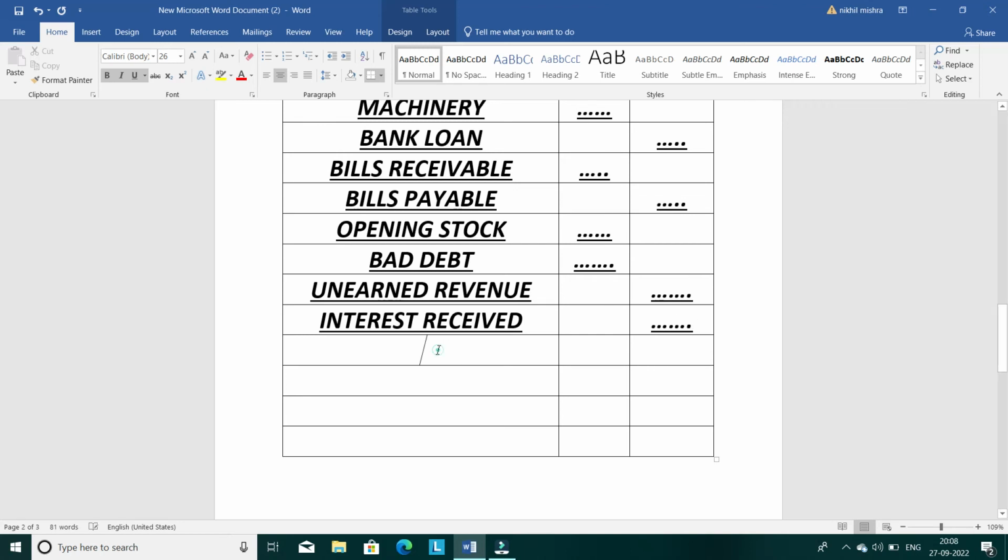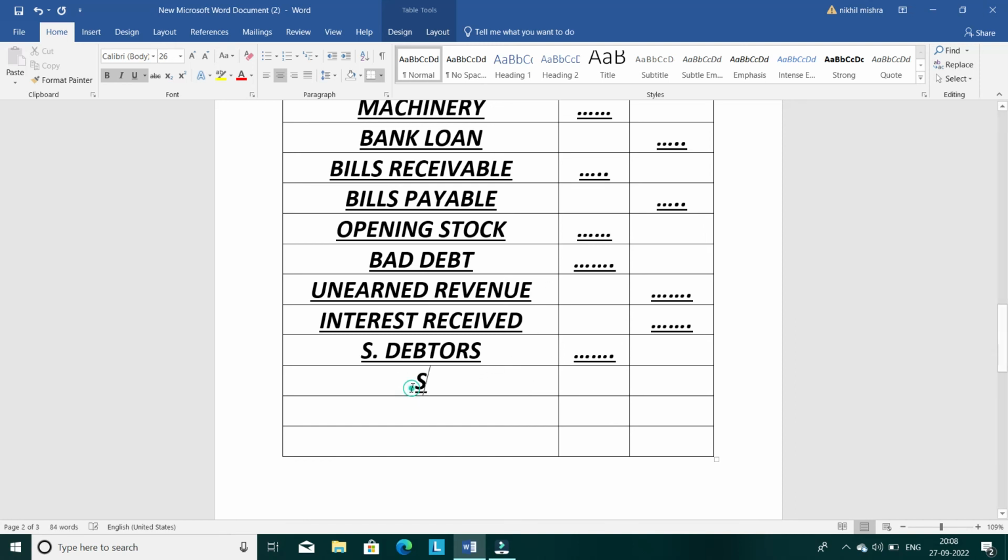Next, one more important thing: sundry debtors and sundry creditors. Sundry debtors are the persons from whom you will get back the money. In the balance sheet we show them on the asset side. So sundry debtors are written in the debit column.